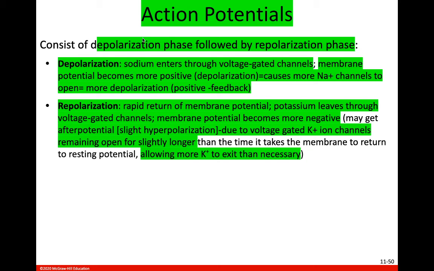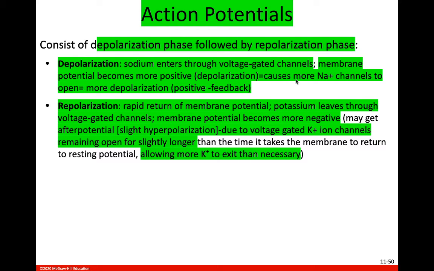Okay, an action potential consists of two phases, a depolarization phase and a repolarization phase. Depolarization phase happens, again, when we get up to threshold. That opens up those voltage-gated sodium ion channels. Sodium ions are going to flood into the cell. They're going to diffuse in because there's more outside and less inside. They're going to move down their concentration gradient into the cell, causing the inside of the cell to become more positive, and this is what depolarization is.